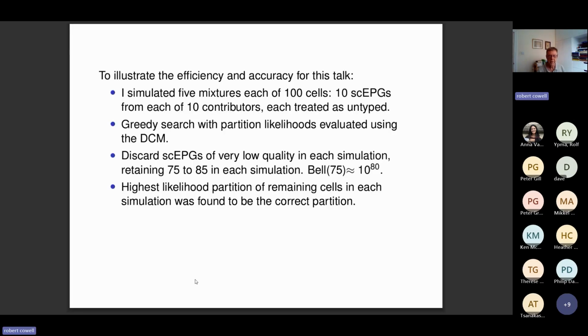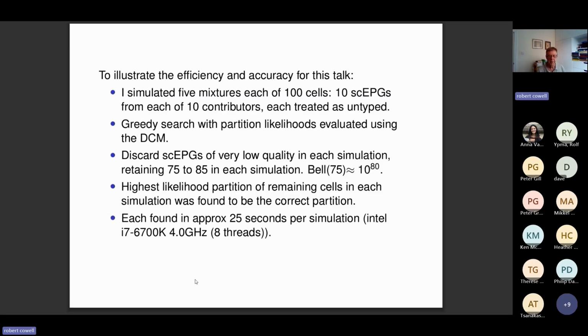In all 5 simulations, the highest likelihood partition found by the greedy search was the correct partition. I already know who the true contributors are to each cell, so I can check this. So I got the true partition. And each of these partitions was found in about 25 seconds on my 9-year-old laptop. So it's very fast, very efficient, and looks to be doing things that standard mixture analysis can't do.